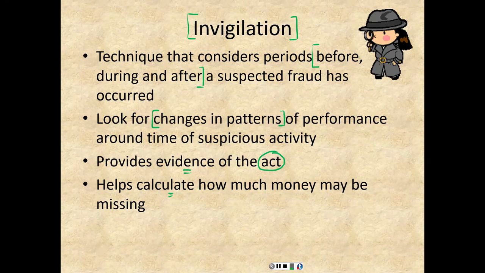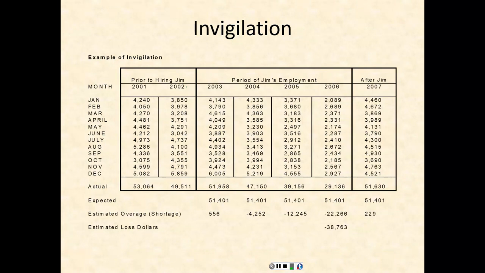So to give an example, let's take a look at it. We're looking at Jim right here. Prior to Jim being hired, here were shortages. This was the actual amount, this was the expected amount. And you could see, during when Jim was employed, look at what happens here. The estimated overage or shortage. Notice here, 47, then 39. If you take a look, you see what the average is here, and then actual 29. Look at the amount of money potentially missing here, right? All of a sudden, when Jim was there, look at these shortages, okay?